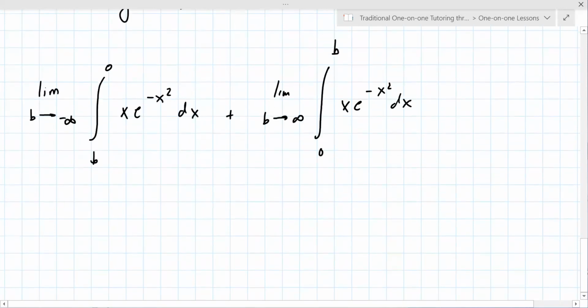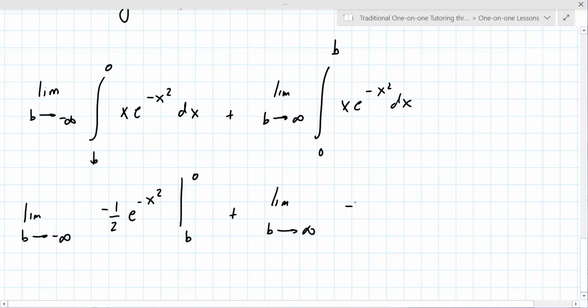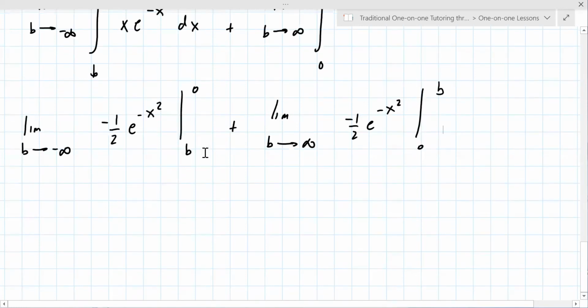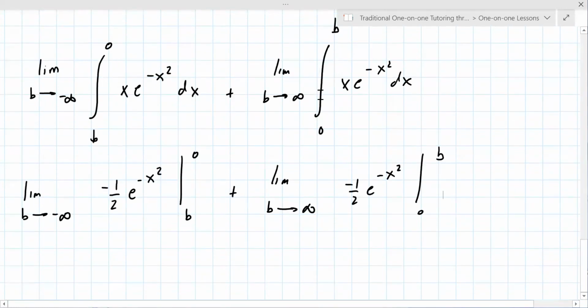So what is necessary though is for us to write minus 1/2 e to the minus x squared evaluated from b to 0, limit as b goes to minus infinity. Plus, and thank goodness this is similar, limit as b goes to infinity minus 1/2 e to the minus x squared from 0 to b. So all I did, just to be clear, is I wrote the limits that we're going to evaluate this integral at, and then this limiting stuff out in front. But we're not done so much here.